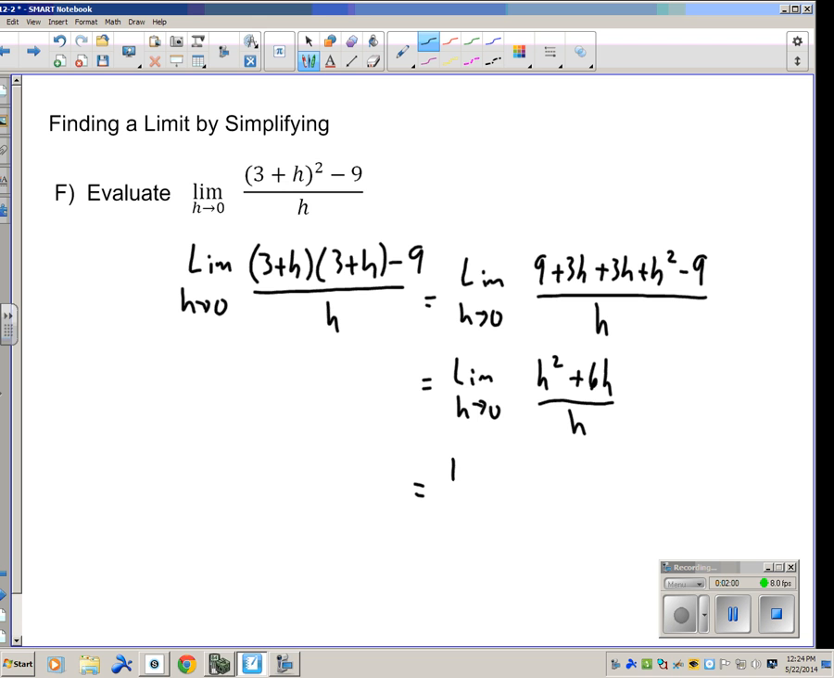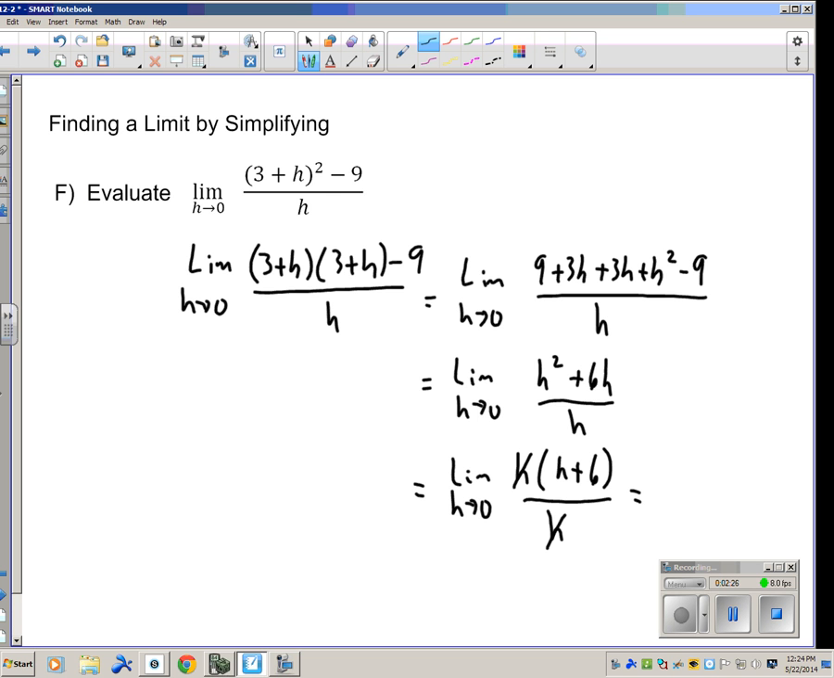I'm also going to notice that the numerator has a nice GCF of an h. So I'm going to pull that out, so I'm left with h plus 6, and then all divided by h. The first two terms both have an h in common, so I pulled the h out. H times h gives me h squared. H times 6 gives me 6h. So now I can see that the h's cancel out.